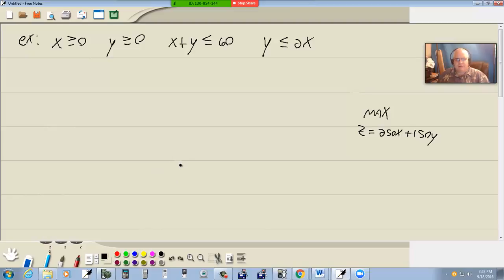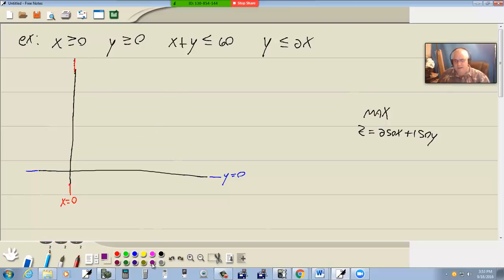What you do is you graph each one of these on the same axis. X is greater than or equal to 0, y is greater than or equal to 0. Well, right here, this is x equal to 0. So greater than or equal to is shaded to the right. Now this one is y equal to 0. So y greater than or equal to 0 is shaded up. So far we're talking about quadrant 1.